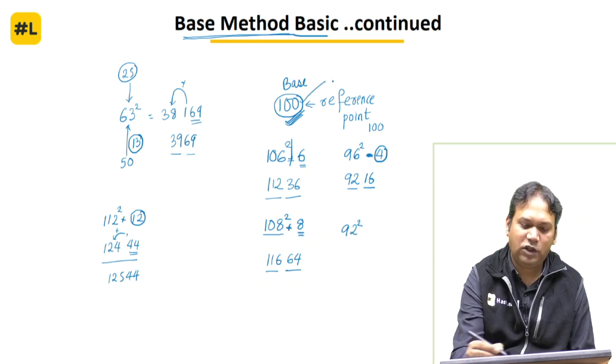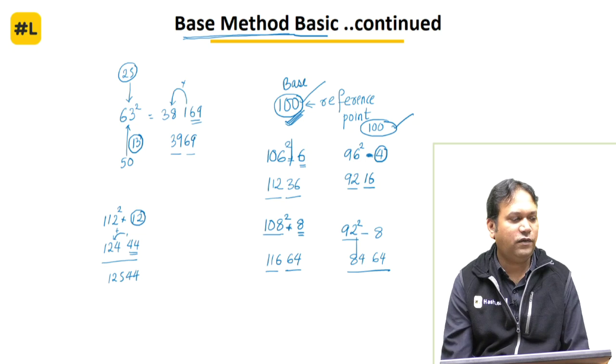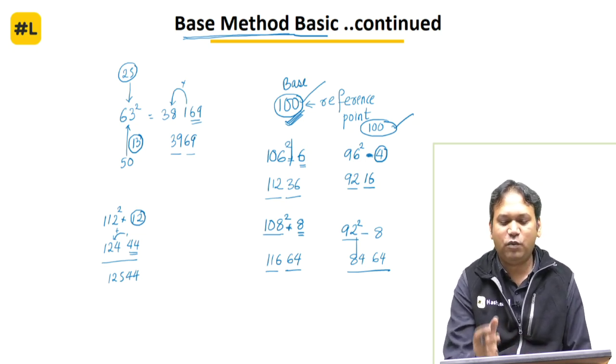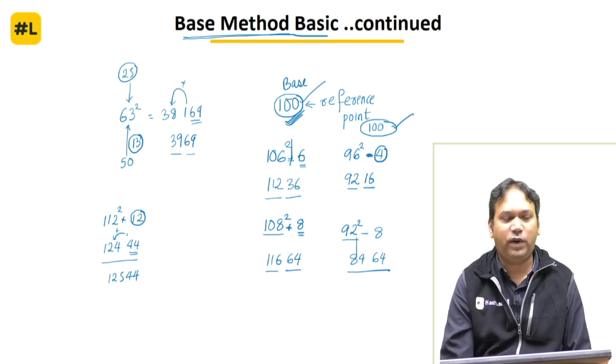Let us say 92 square. What is our base value? 100. 92 is how much less than 100? 8. What is 8 square? 64. 92 minus 8, 84. So what is the answer? 8464. So here we have seen, for numbers more than 100 as well as numbers less than 100, how to find out the squares quickly.